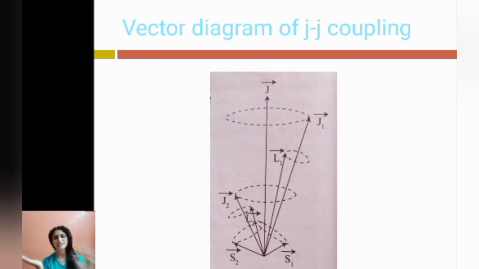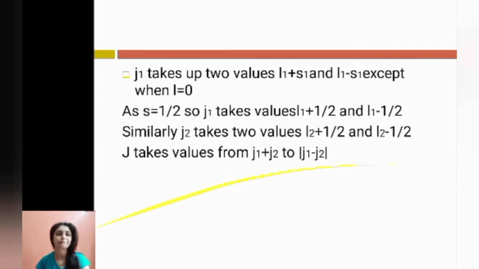So simply, what you have to understand is that in LS coupling, L1 and L2 get added to give resultant L, S1 and S2 get added to give resultant S, and then L and S combine to give resultant J. Here, L1 and S1 combine to give J1, L2 and S2 combine to give J2, and then J1 and J2 combine to give resultant vector J. That is how the name also suggests: LS coupling, JJ coupling.